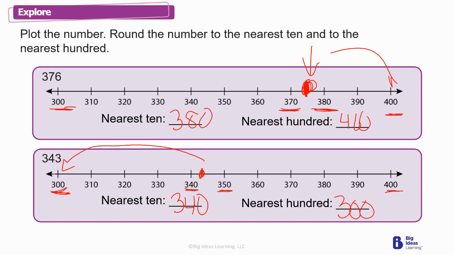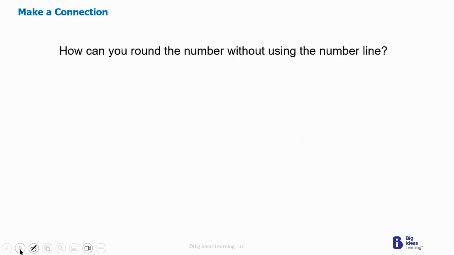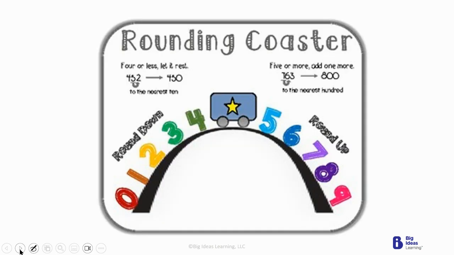All right, turn to the next page. How can you round the number without using a number line? Well, remember how we talked yesterday about if I know certain rules, if I'm looking at a number and it's 4 or less, I'm going to let it rest. If it's 5 or more, I'm going to add one more. I'm going to round up.